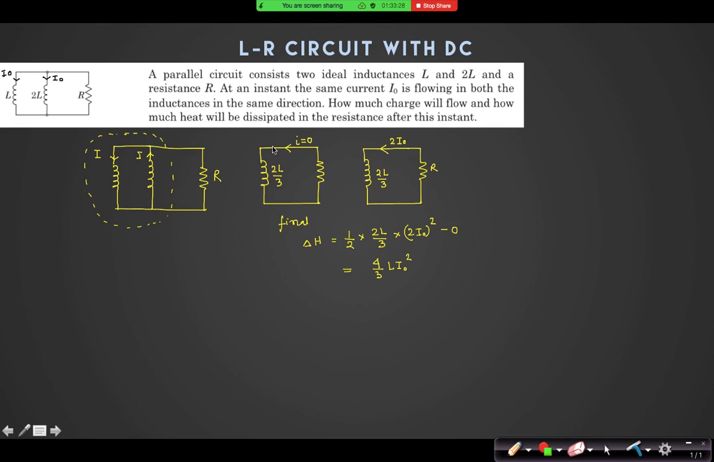Finally, even if the current is zero, the equivalent will be zero in that case also. So this is definitely correct. And if it matches with, if you take them zero, if the answer were 3 by 2 Li naught square, you can definitely say that final currents are zero. But here I can definitely say that final currents are not zero. Right? That is only one possibility, that I is zero. But I may not be zero.